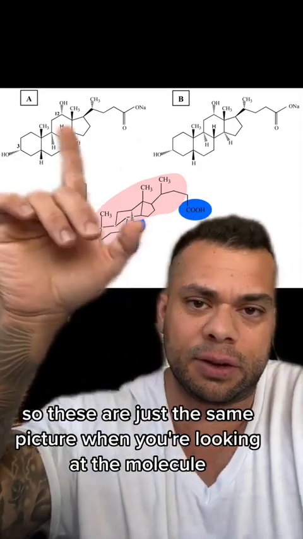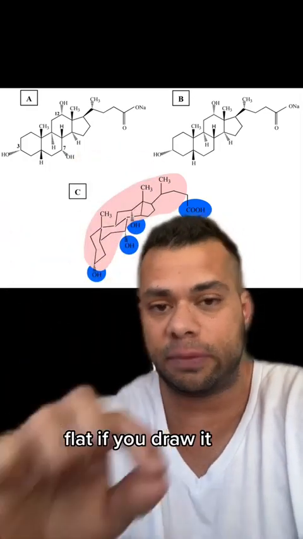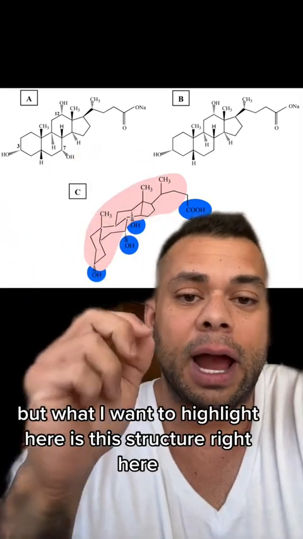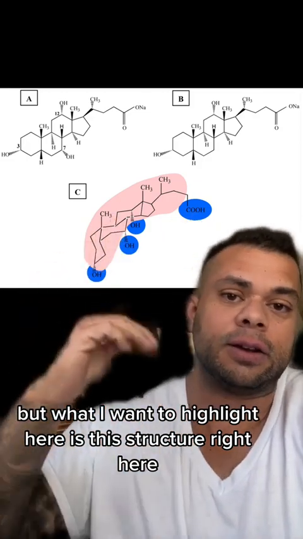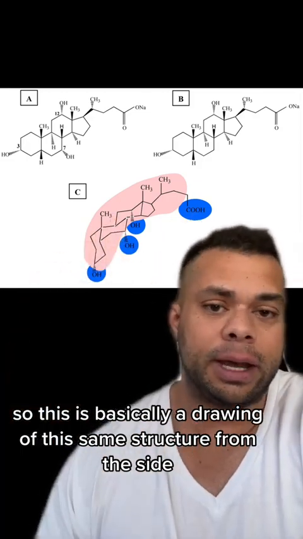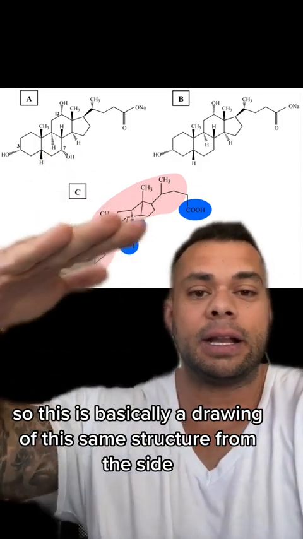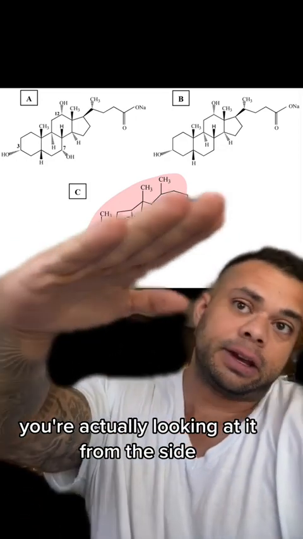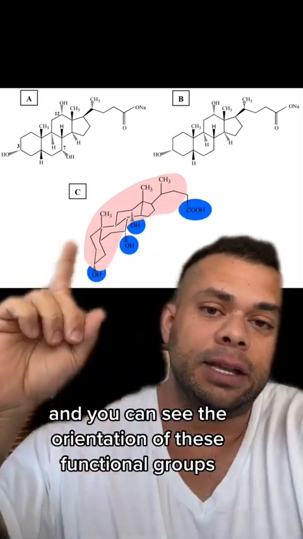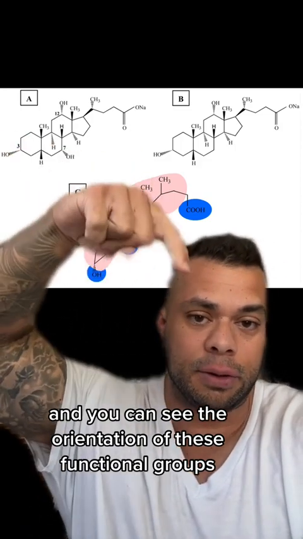So these are just the same picture when you're looking at the molecule flat, if you draw it. But what I want to highlight here is this structure right here. So this is basically a drawing of this same structure from the side. So instead of looking down on a piece of paper, you're actually looking at it from the side, and you can see the orientation of these functional groups.